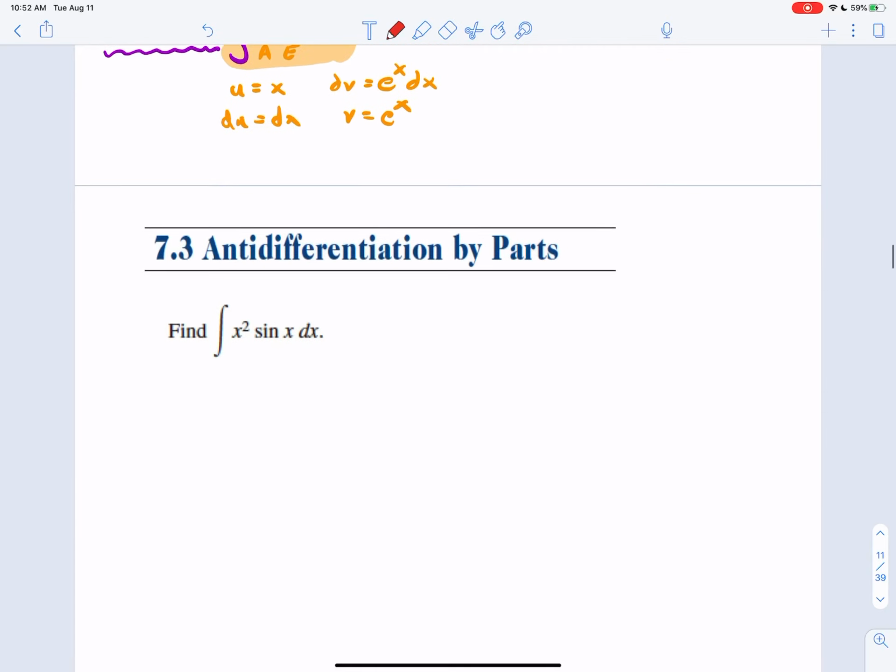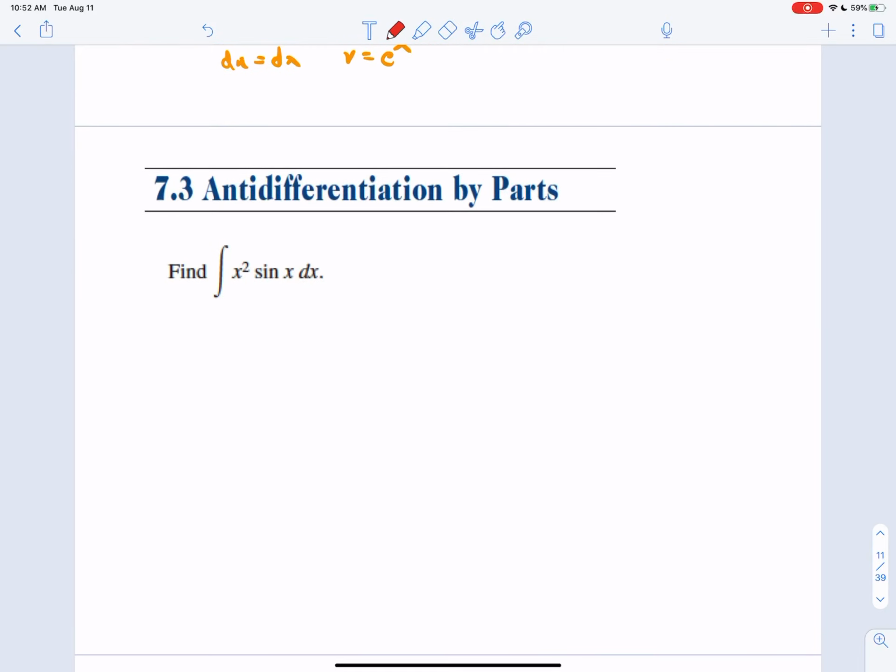So here's one for you guys to try. Okay, I'll call this part B. Go ahead.